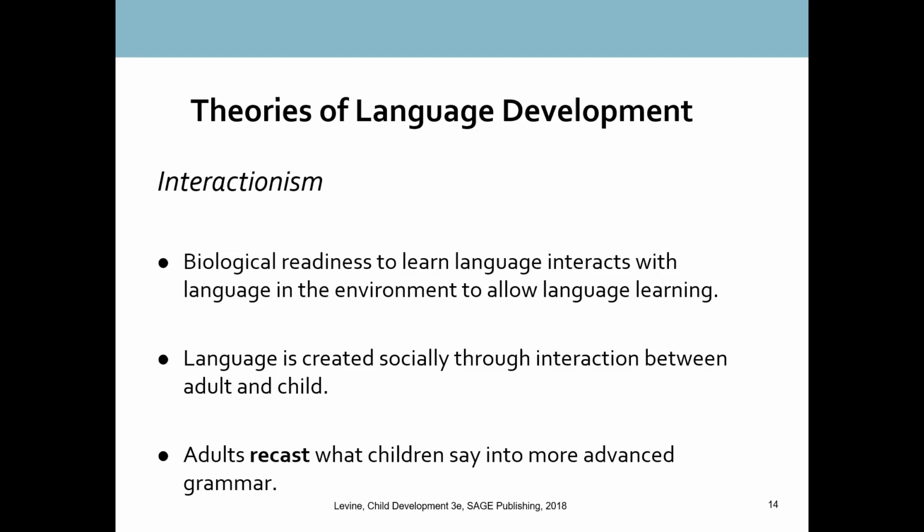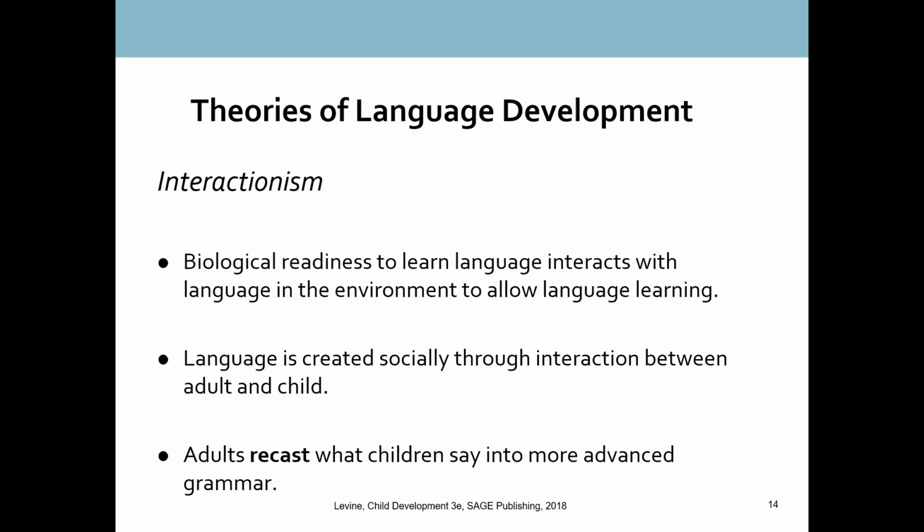Language is created socially through interaction between adult and child. Evidence shows, for instance, that adults will modify the way that they talk with young children until the child can understand and respond. So there's an interaction process. An adult will say something to a young child. If the young child doesn't understand it, the adult will say it in a different way. So there's kind of a back and forth. The child indicates their level of understanding, and the adult might rephrase what they're saying to the child.